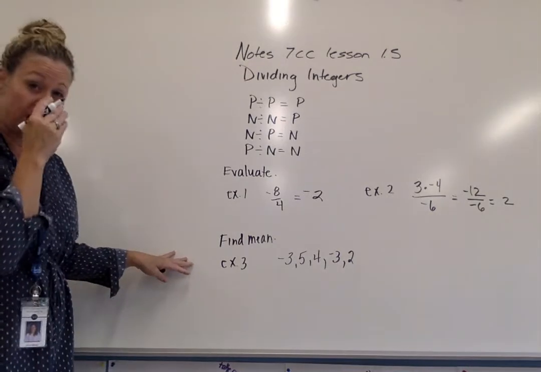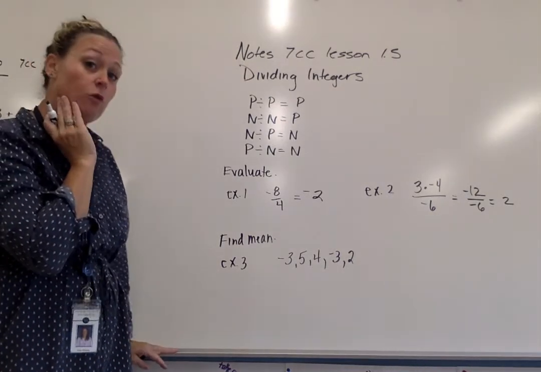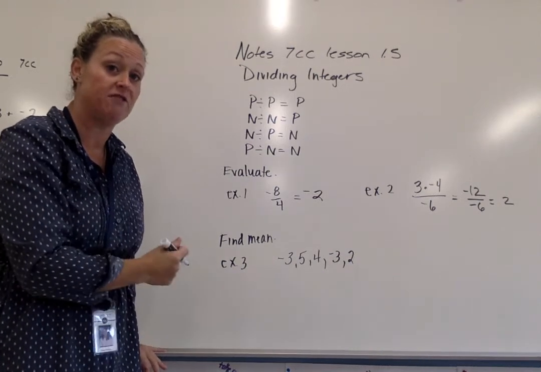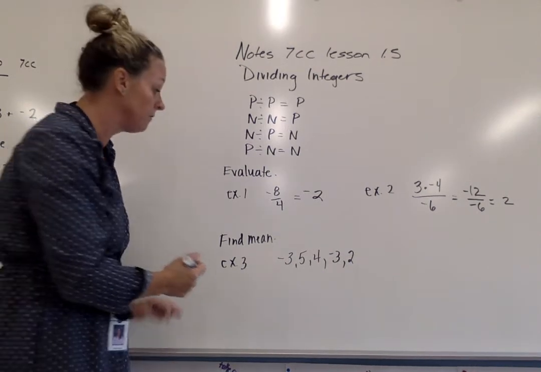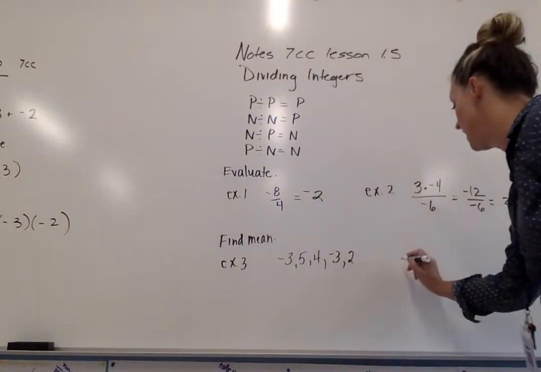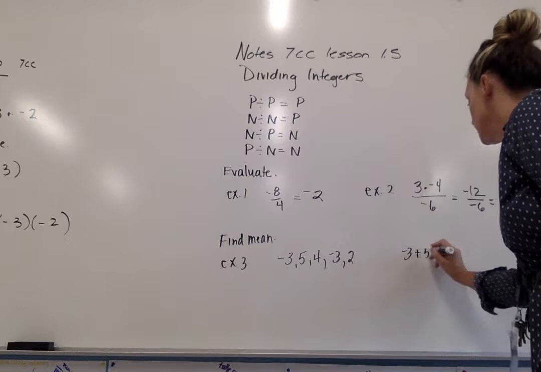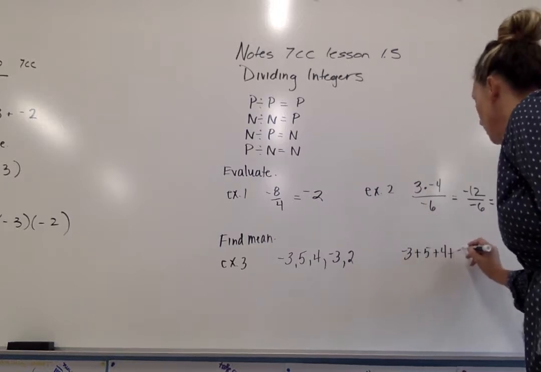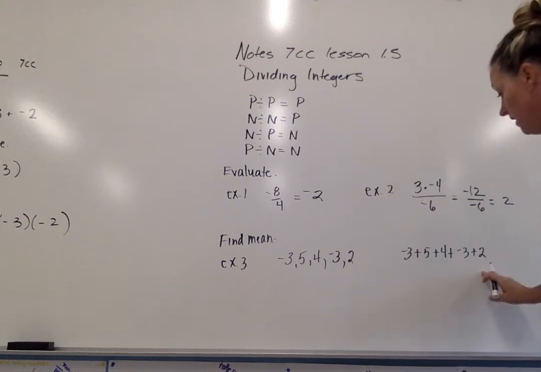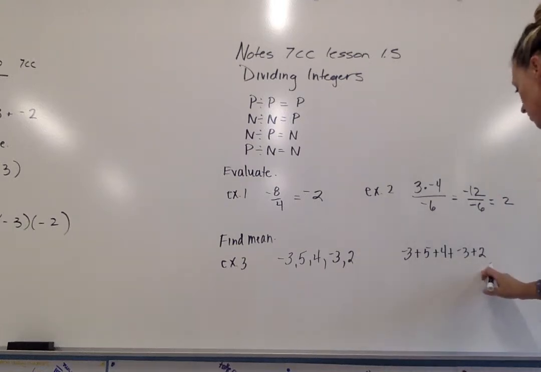In example 3, we're being asked to find the mean. In order to find the mean, you find the sum of all of the numbers and then divide by however many numbers there are. If I were to add these numbers up, I'm going to add up negative 3 plus 5 plus 4 plus negative 3 plus 2. I can work from left to right if I want, or I could do some groupings.